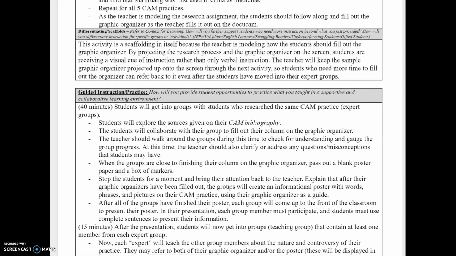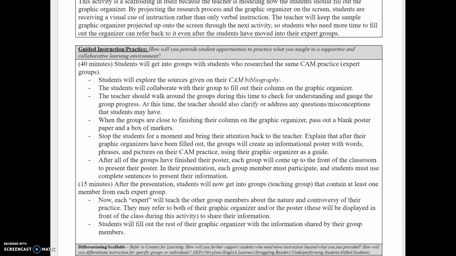All right, so in the guided instruction and practice, students will get into their expert groups, and they will be exploring the sources given on their CAM bibliography. So they'll have about 20 minutes to fill out the entire column of their graphic organizer and find different information about their CAM practice.